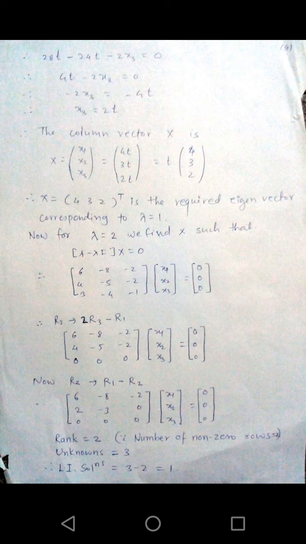Now for lambda is equal to 2, we find X such that (A minus lambda I) into capital X is equal to 0. After subtracting these two matrices, A minus 2 times the identity matrix, we have the matrix 6 minus 8 minus 2, 4 minus 5 minus 2, 3 minus 4 minus 1 into column vector x1, x2, x3 is equal to the 0 matrix. Now we change R3 as 2 R3 minus R1. So R3 becomes 0, R1 and R2 remain as they are. Now R2 is changed by R1 minus R2. Therefore R2 becomes 2 minus 3 0, R3 is already 0, R1 remains as it is.